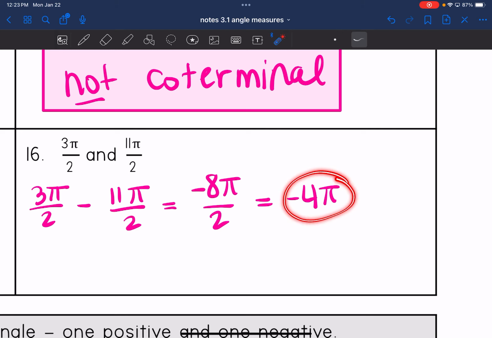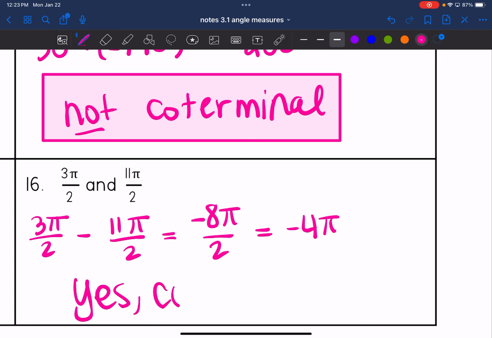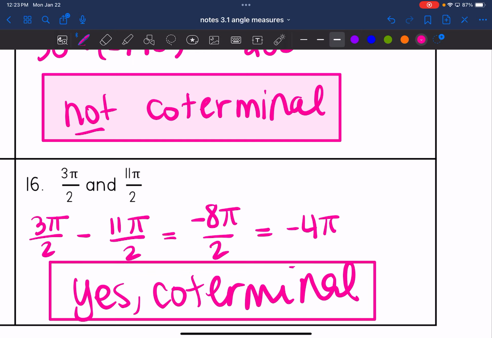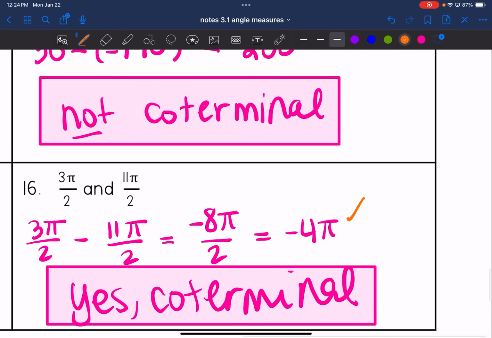So this here, I know it's not 2 pi like a rotation, but if you were to do 2 rotations, it would come out to 4 pi. So these are coterminal. Yes, coterminal. I'm just going to write here on the side. That would be 2 full rotations.